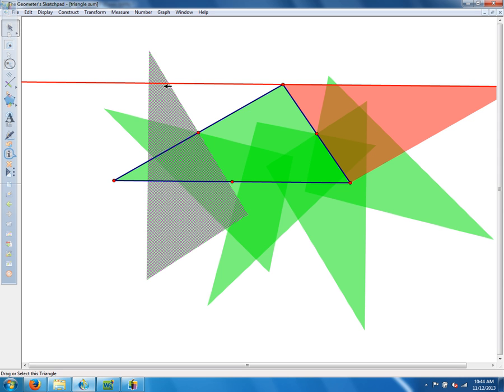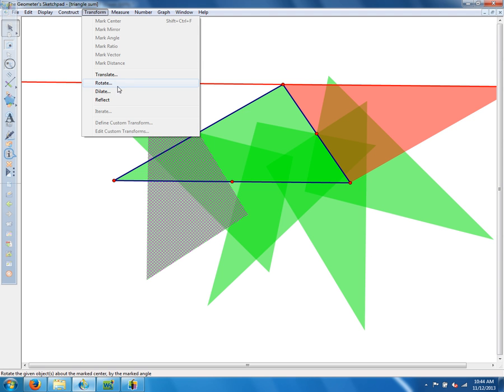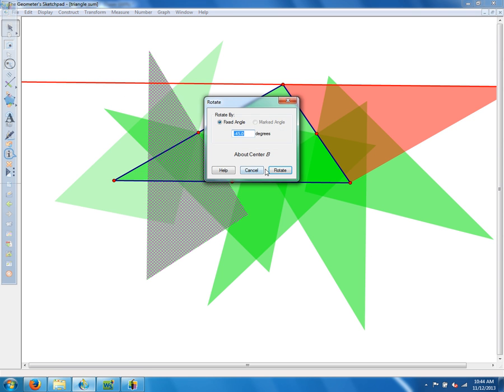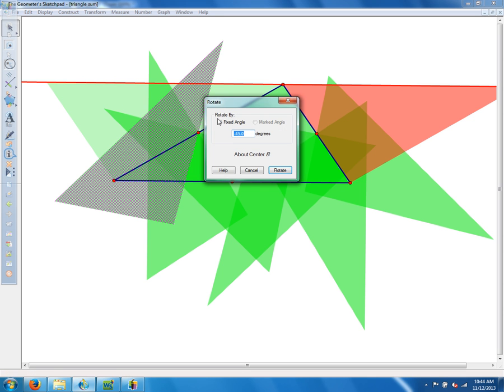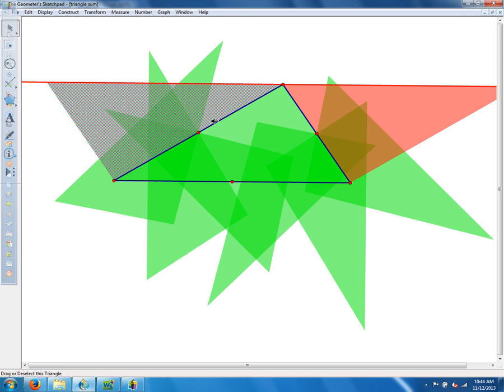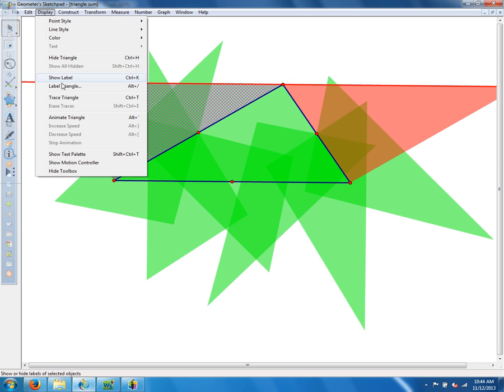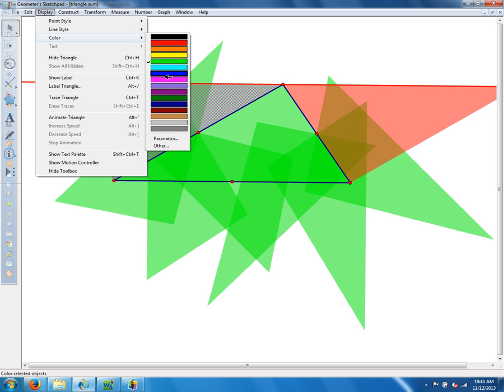Let's make a conjecture. What's our conjecture about where this angle is going to end up? Rotate it again. So where do we think it's going to end up? Right on the line. That's kind of what it looks like, right? Transform, rotate it again. There it is. So let's color that one blue.